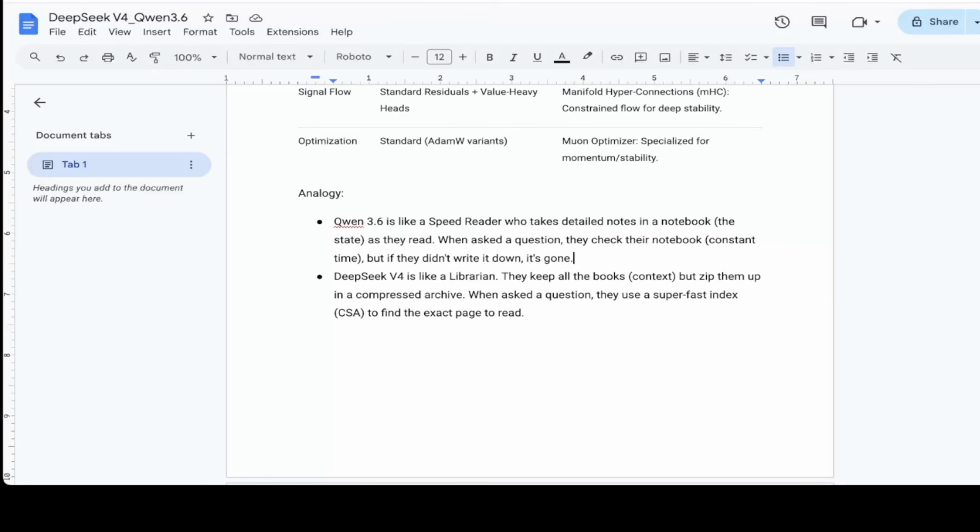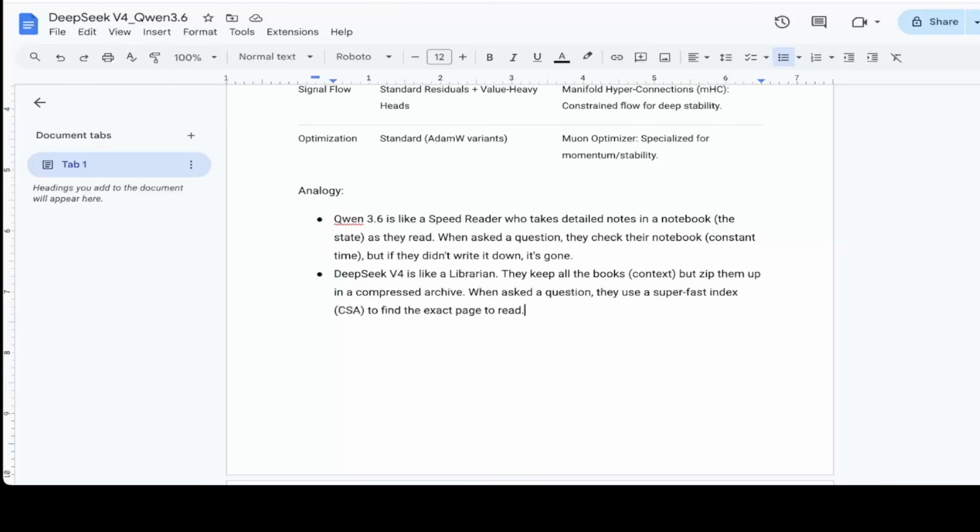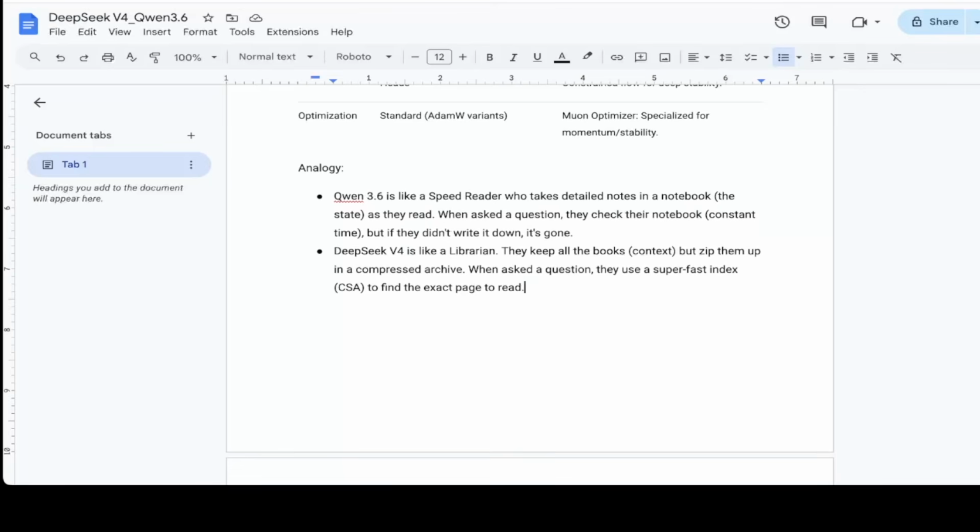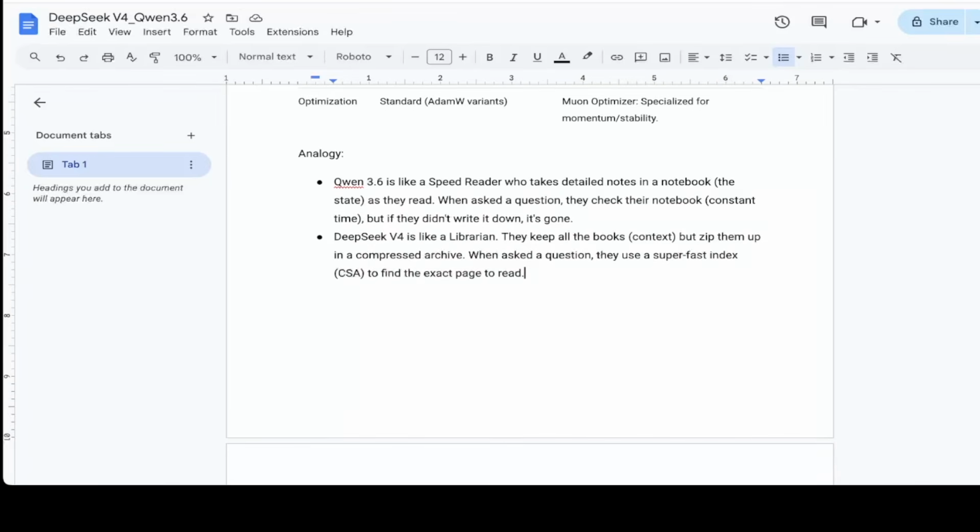And DeepSeek V4 is like a library. They keep all the books, but zip them up in a compressed architecture, which is the HCA. When asked a question, they use a super fast index, the CSA, for sparse attention, to find the exact page to read. So HCA plus CSA. Very, very advanced. This is really good.